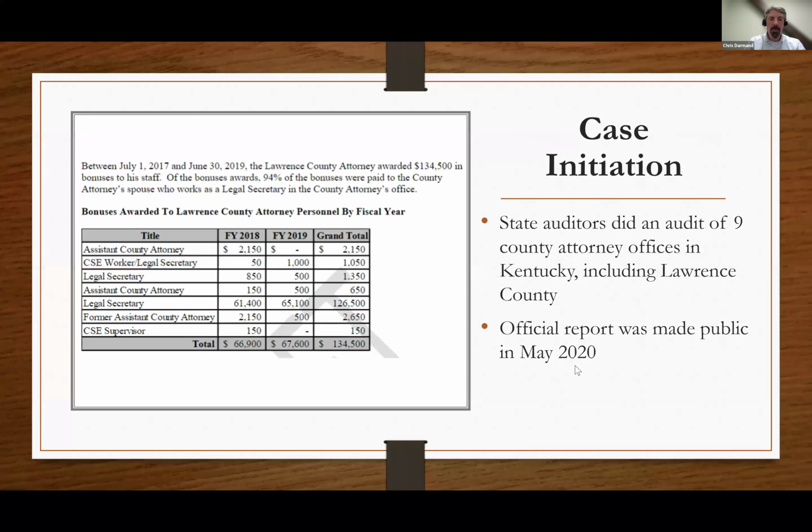Within that audit report, they had identified that during a period from, on a fiscal year basis, July of 2017 to June of 2019, the Lawrence County Attorney's Office had been paying bonuses to staff. And within that bonus distribution, a significant portion of it were directed to one particular position, the legal secretary. And as it turns out, that legal secretary was Joy Hogan, Mr. Hogan's wife.